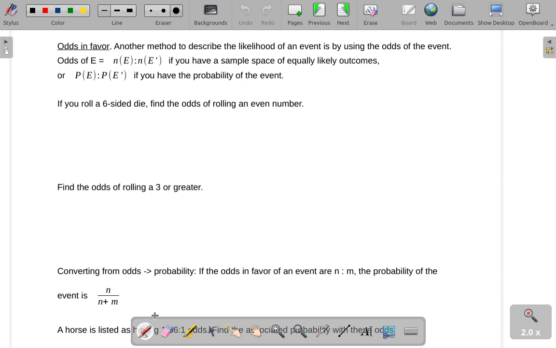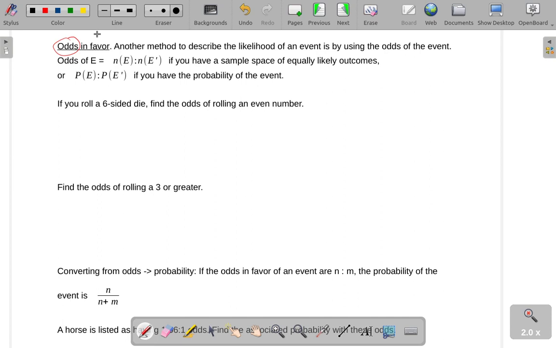Describing the probability of an event is only one of the ways of describing its likelihood. There actually exists another way that is in fairly common use, although not as common as probabilities. We call this the odds. The odds of an event, like I said, is another way of describing how likely an event is.